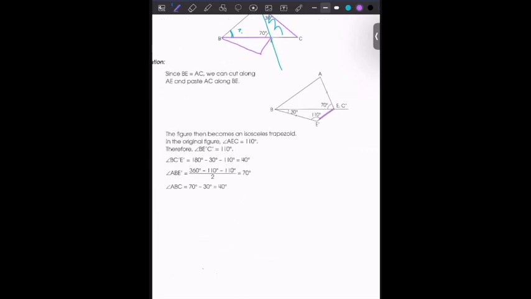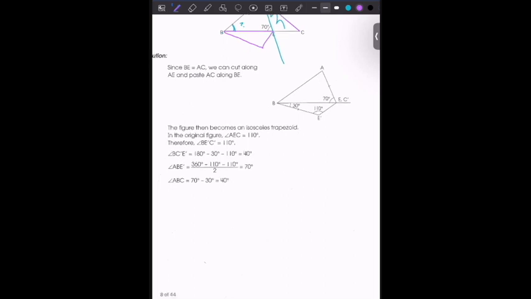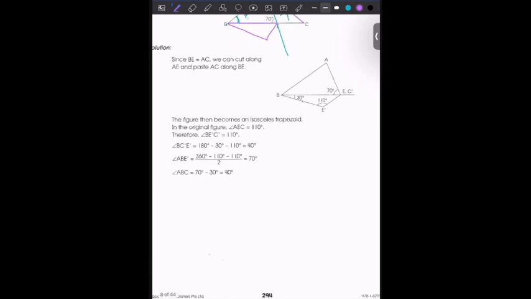So now we're going to work with this diagram since they drew it much cleaner than me. And so now that we have that pasted triangle, the figure becomes an isosceles trapezoid because these two lines are going to be parallel. And then we have two identical sides.